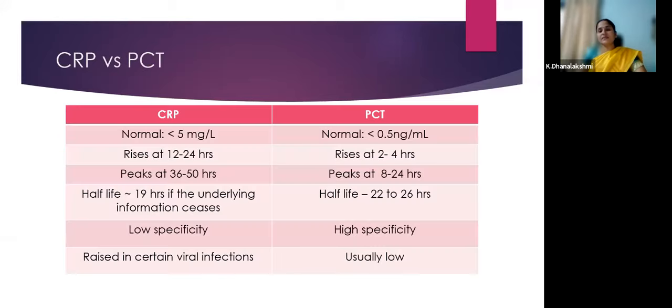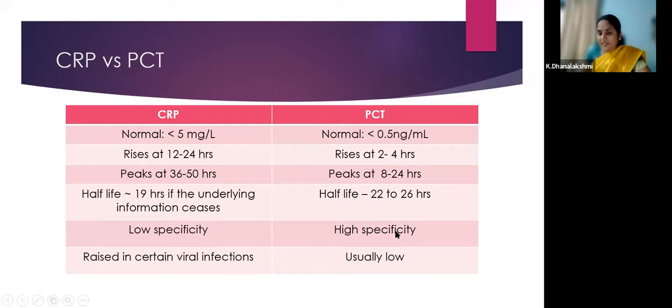The other important test we can use is procalcitonin. So what is the main difference? Procalcitonin normal is less than 0.5 nanogram per ml. Compared to CRP, it rises quickly and falls rapidly. It rises at 2 to 4 hours and peaks at 8 to 24 hours. Here the half-life is 19 hours, while for CRP the half-life is more or less the same, 22 to 26 hours. CRP has low specificity. On the other hand, procalcitonin has high specificity.